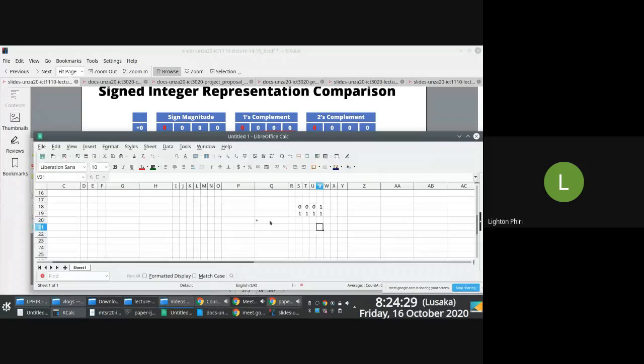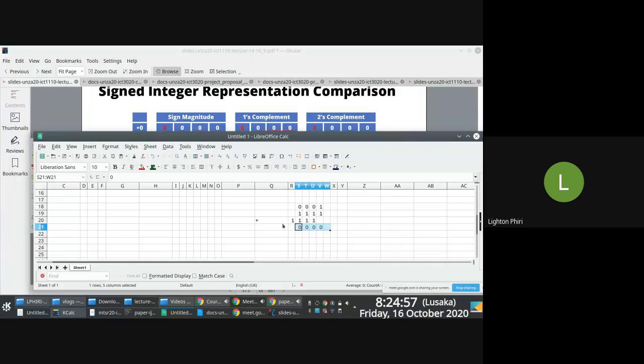1 and 1 is 0, carry 1. 0, 1, 1 is 0, carry 1. 0, 1, 1 is 0, carry 1. 0, 1, 1 is 0, carry 1. What do we do when we have an overflow? Throw away. Discard. Beautiful. Yes, and then so we get a 0, right?